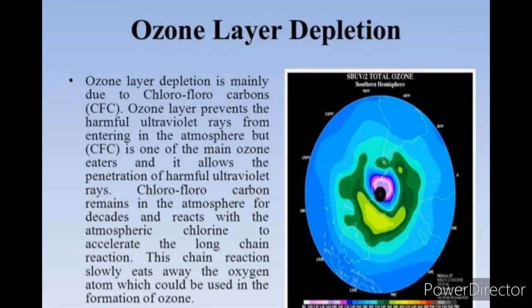Ozone layer depletion is mainly due to chlorofluorocarbons, or CFC. The ozone layer prevents the harmful ultraviolet rays from entering the atmosphere, but CFC is one of the main ozone eaters and it allows the penetration of harmful ultraviolet rays. Chlorofluorocarbon remains in the atmosphere for decades and reacts with the atmospheric chlorine to accelerate a long-chain reaction. This chain reaction slowly eats away the oxygen atoms which could be used in the formation of ozone.